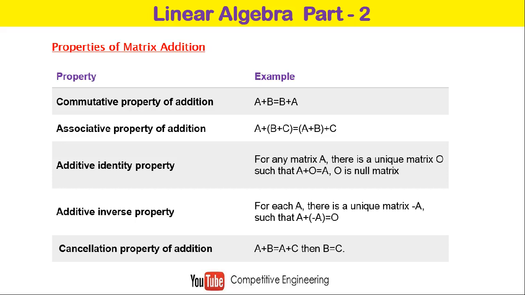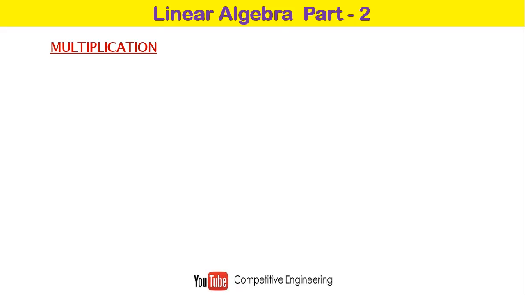The cancellation property is, if we write A plus B equal to A plus C, then we can cancel A on both sides, and so we can write B is equal to C. That is the cancellation property of addition. This is similar to the normal addition of numbers. Okay, so now we are going to the next operation, that is multiplication.